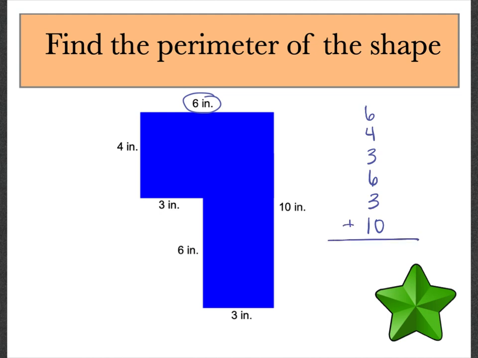One thing I like to do is find friends of 10. So 6 and 4 is 10, right? So I've got 10, 20, and then 3 plus 6 is 9, plus 3 more is 12. So these are 12, and this one's 10. So I end up with 32 inches. So the concept of this is the same as a regular shape, but this is an irregular shape or a compound shape. So we're just adding the sides the same way we would with regular perimeter.